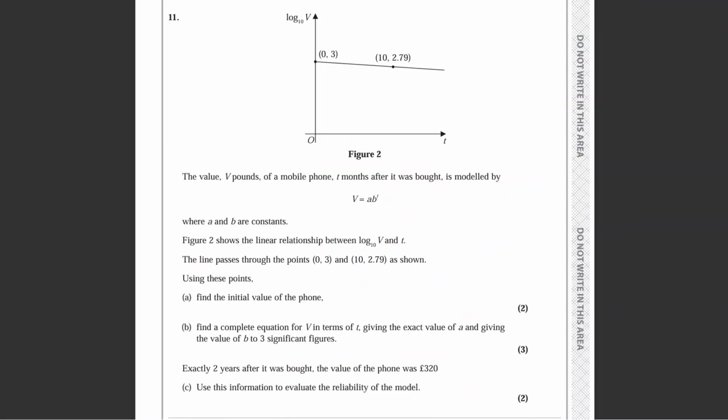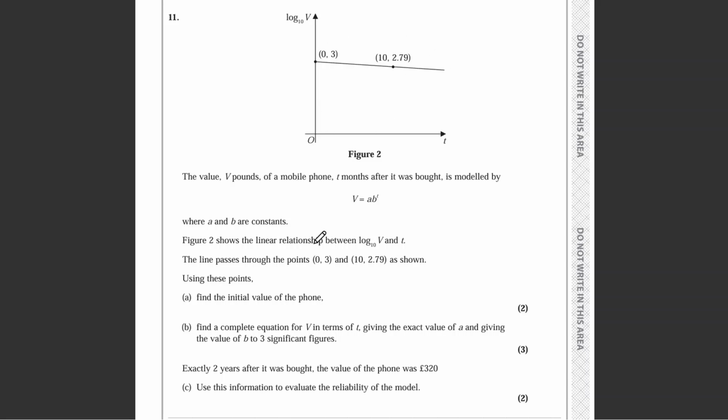Okay, so for question 11, we're given this model here. V is equal to AB to the power of t, where V is the value of a mobile phone in pounds and t is the amount of months after it was bought. And we have this model here where A and B are constants. And we're also given figure 2 that is up here.